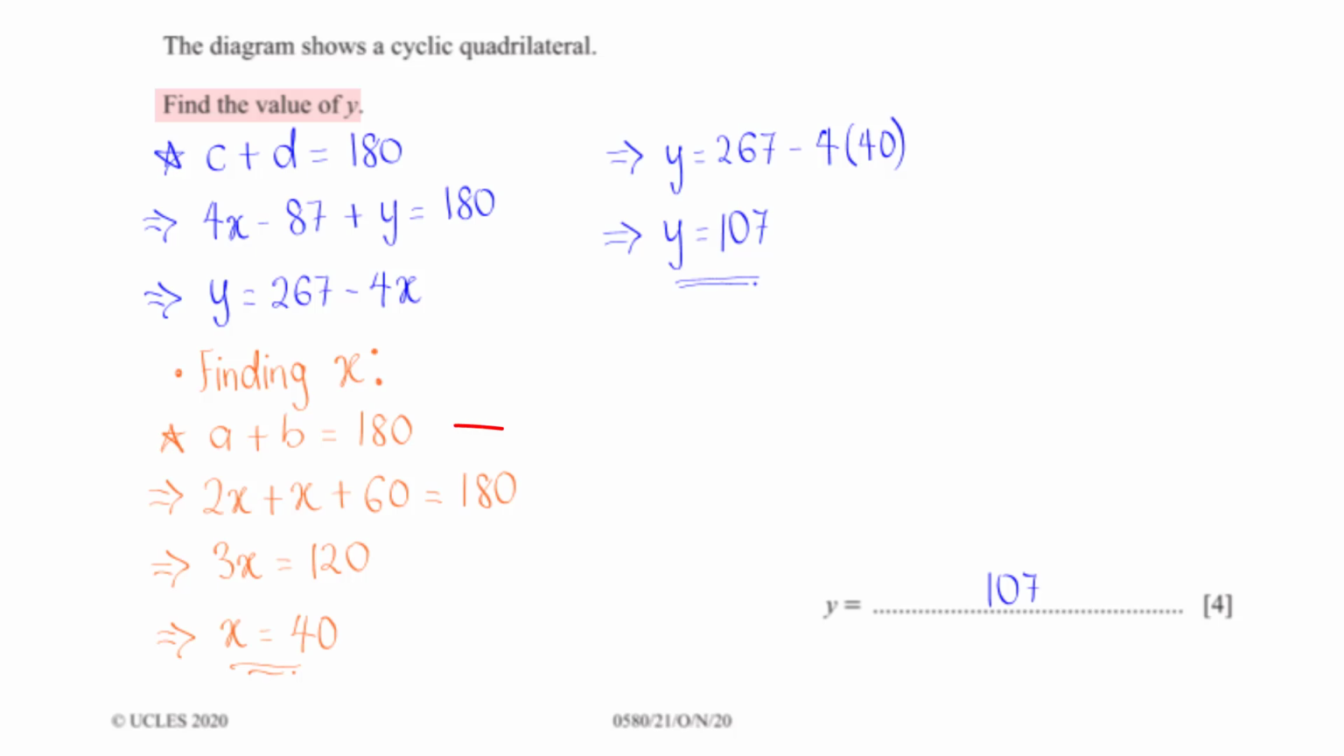And so we have A plus B is equal to 180. A is 2x, B is x plus 60. 2x plus x is 3x. When we make x the subject, we have 120 divided by 3, which is 40. So now that we know the value of x, we have y is equal to 267 minus 4 times 40. When we type this into the calculator, we get 107.